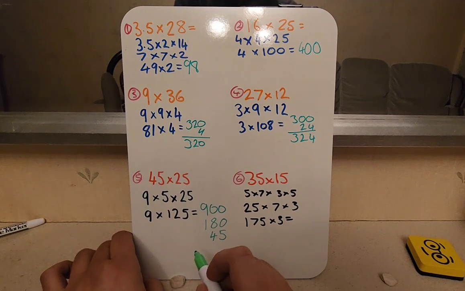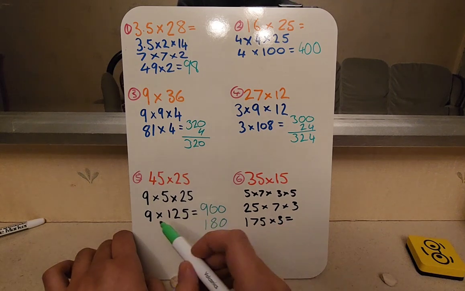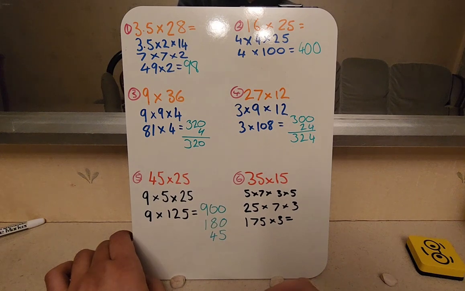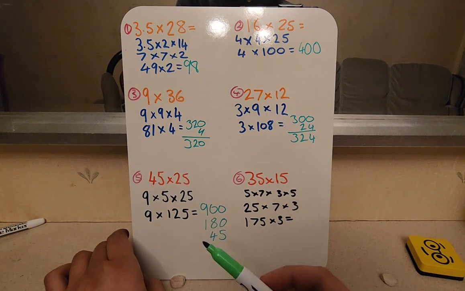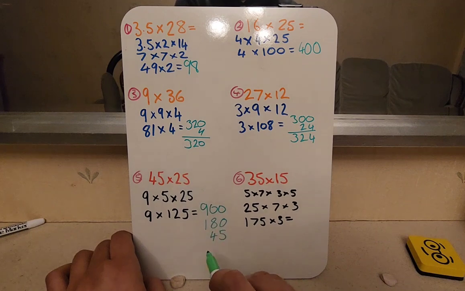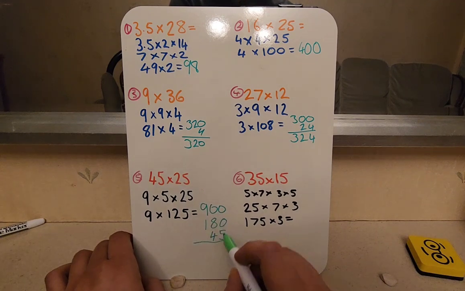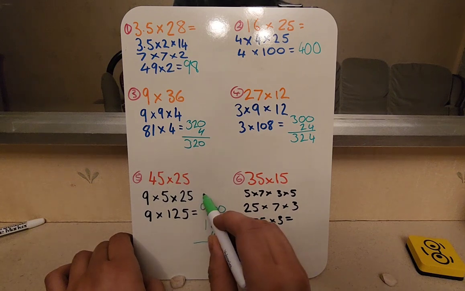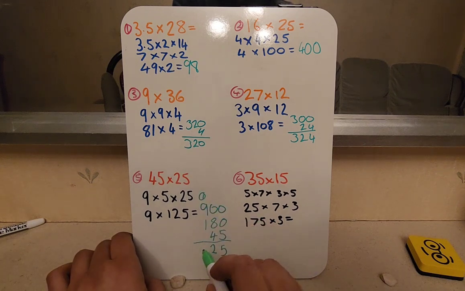Alternatively, what you could have done is 9 times 25. 8 times 25 is 200. So we could have just said, let's pop another 25 on top of that and write this as 225 in one go. We've got a 1 to carry, so that's 10. That means I've got another one there. 1,125.